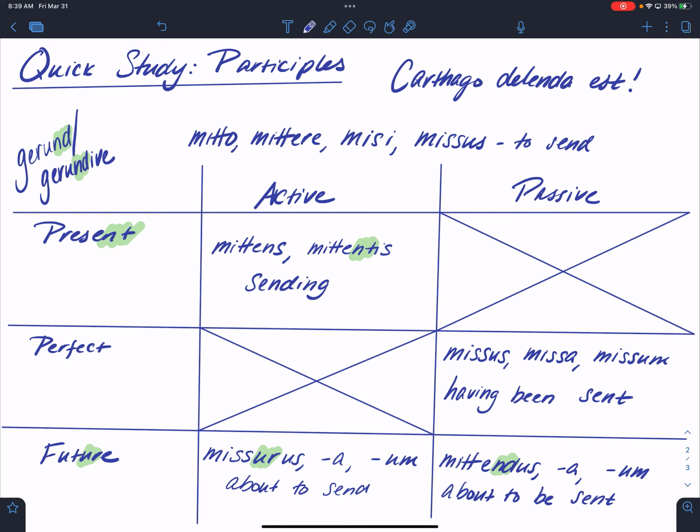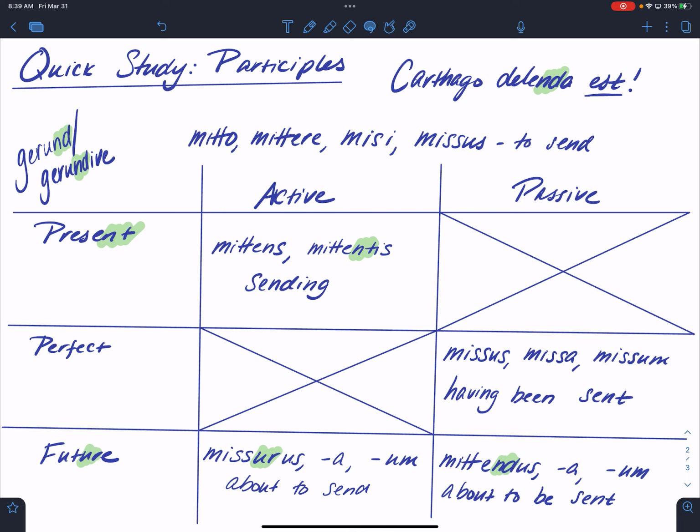Okay, Carthago delenda est. Carthage must be destroyed. So sometimes when you have a gerund or gerundive with the verb to be, it indicates a sense of obligation to do something. So instead of Carthage is about to be destroyed, it's Carthage must be destroyed. And if you notice, delenda has that ND in it, just like a gerund. Gerundive. Does that make sense?